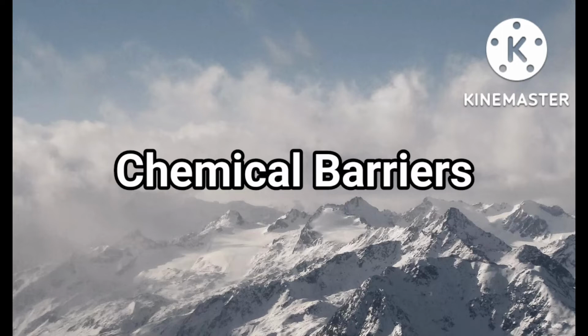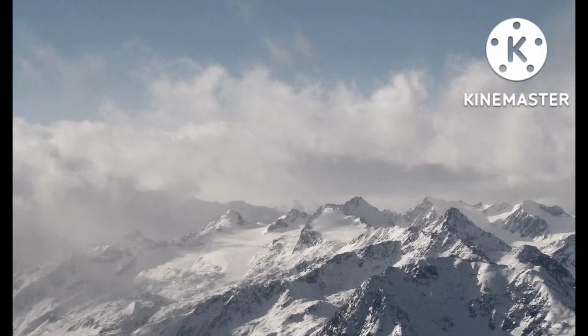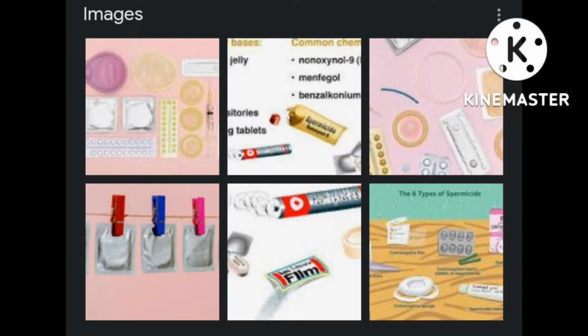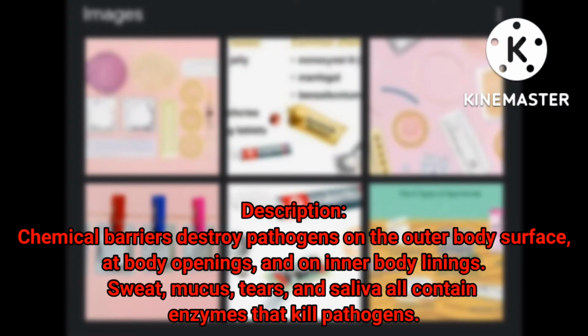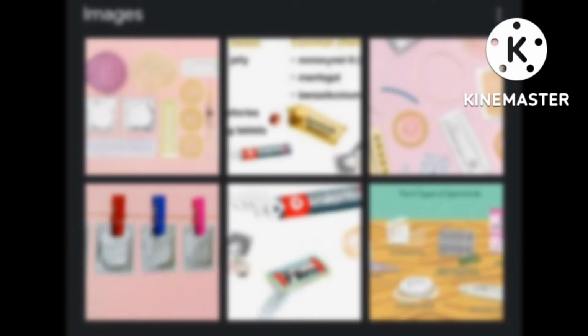So the next is chemical barriers. Barriers destroy pathogens on the outer body surface, at body openings, and or inner body linings. Sweat, mucus, tears, and saliva all contain enzymes that kill pathogens.